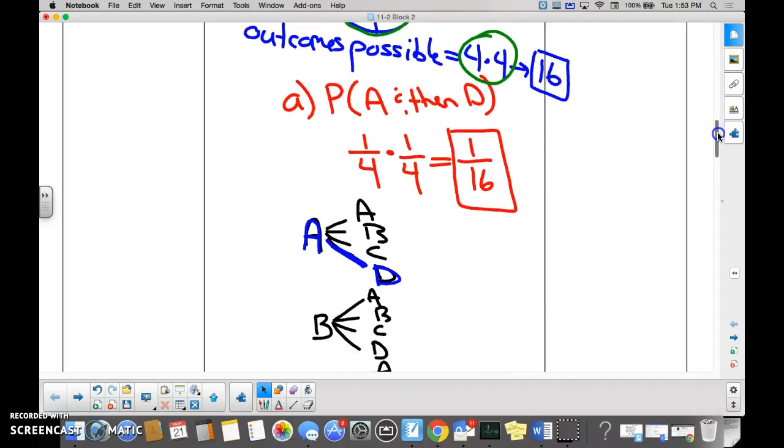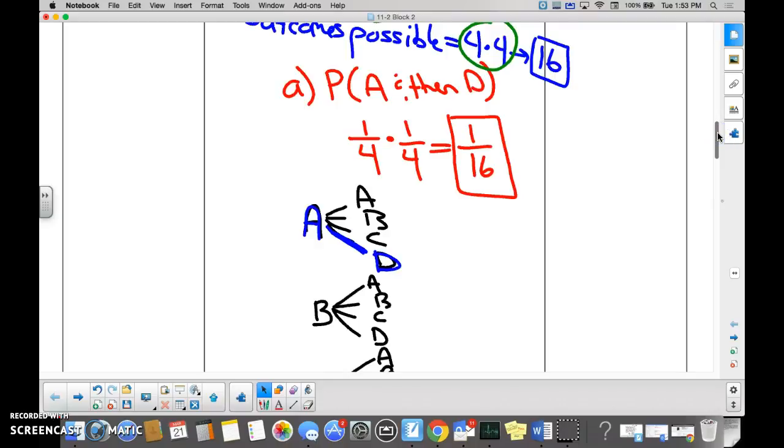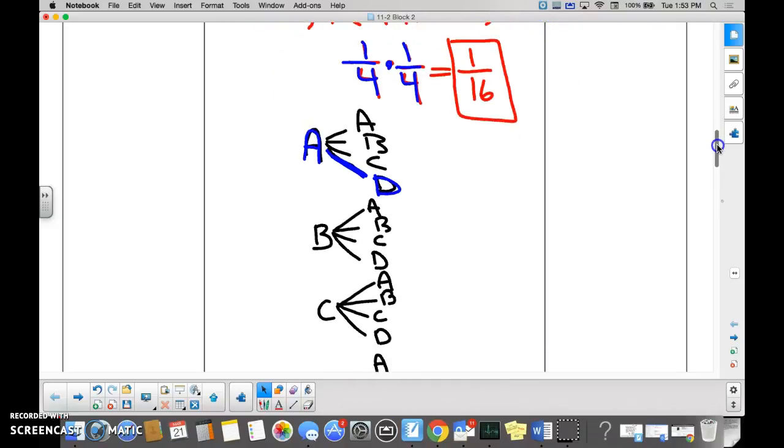Okay, letter A just goes on a little bit further and says, what's the probability of getting an A and then a D? The fundamental counting principle said, well, you get 1. You have a 1/4 chance to get an A, right? And you have a 1/4 chance of getting a D, right? What's 1/4 times 1/4? 1/16. And then what we did is we went down and we made a tree diagram.